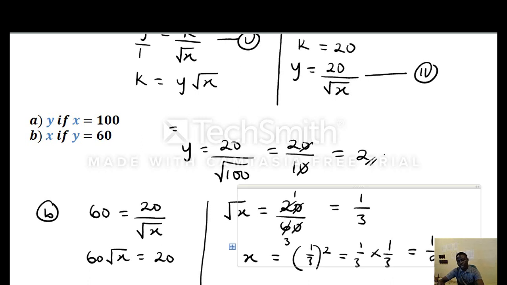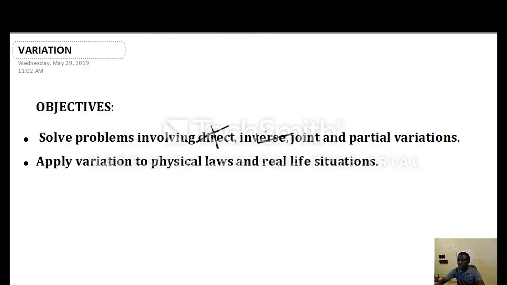That brings us to the end of today's class. In today's class, we have been able to solve problems on inverse variation, of which, as a reminder, we said inverse variation is the relationship between two quantities whereby an increase in one quantity leads to a corresponding decrease in the other quantity, and also a decrease in one quantity leads to an increase in the other quantities. In this video, we have been able to deal precisely with inverse variation. Subsequently, in our next class, we are going to be looking at problems on joint variation and partial variation.